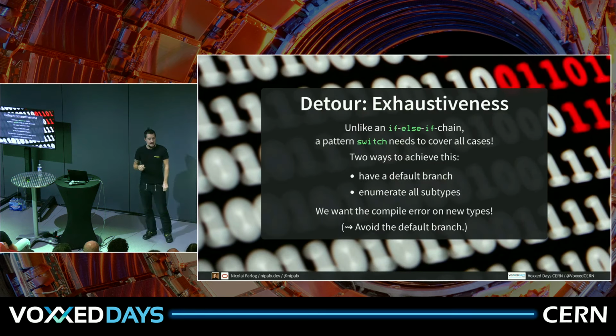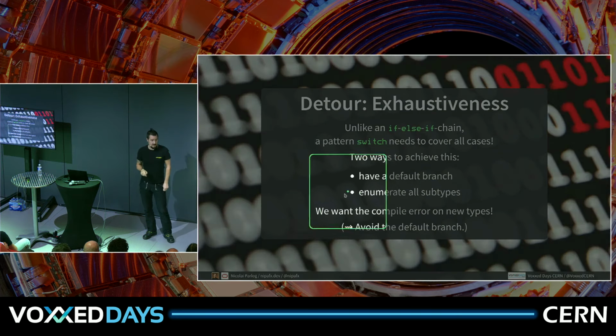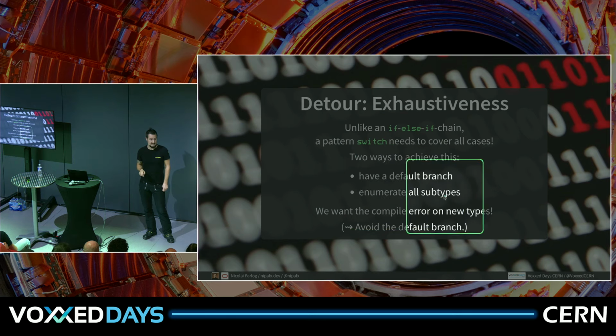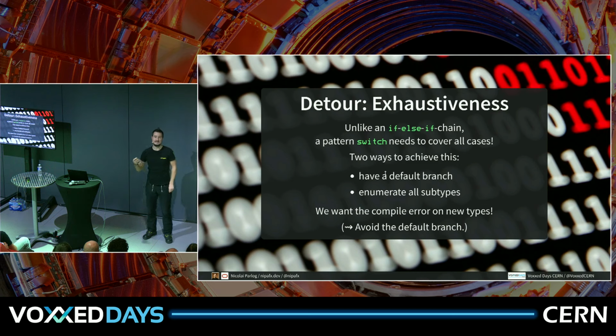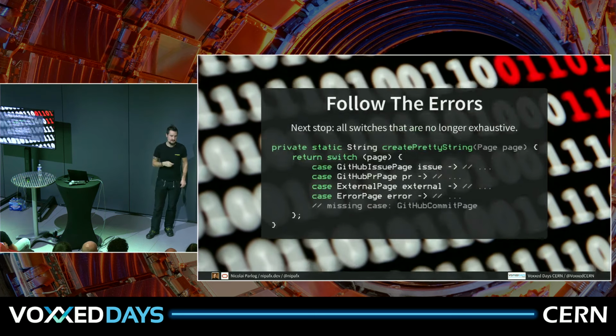Now, as I said, it needs to cover all cases. The problem is you can also just have a default branch. We did the enumerate-all-subtypes version, but you can also have a default branch, right? A default branch also means all cases are covered. But then if you add a new type, still all cases are covered. So default branches are not your friend here. We need to avoid those.